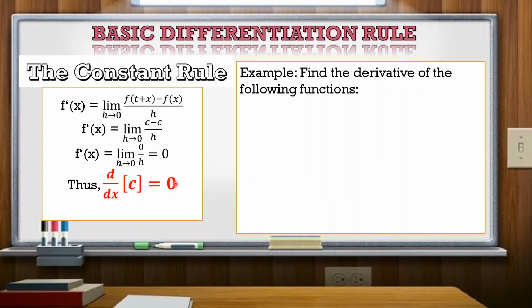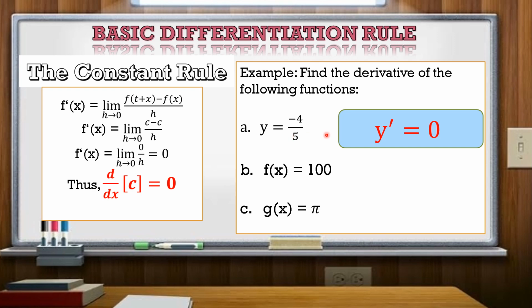For example, we have letter A, y is equal to negative 4/5, constant siya. Letter B, f of x is equal to 100, yung 100 constant, and letter C, g of x is equal to pi, which is also constant. Sabi kanina sa constant rule, lahat ng derivative ng constant is equal to 0. That concludes that in letter A, the derivative is 0. So, pwede tayong gumamit ng prime here. Okay, this is prime or apostrophe. It denotes your derivative. Derivative of y is equal to 0.